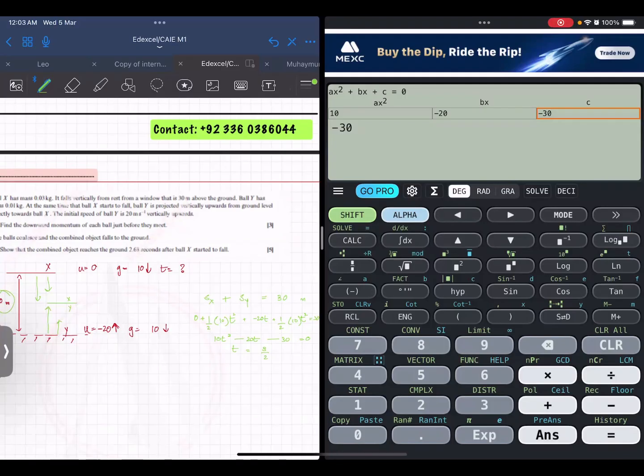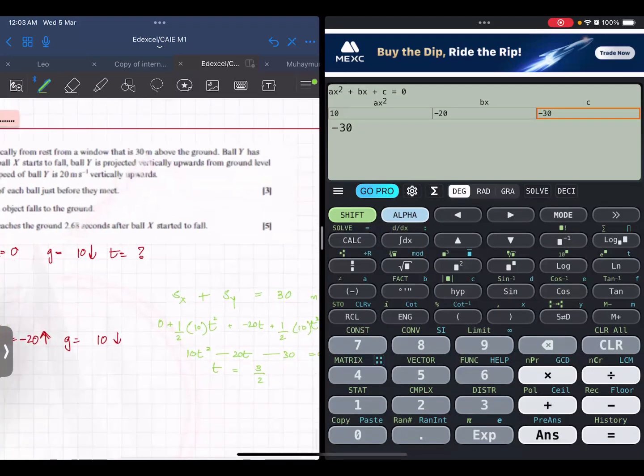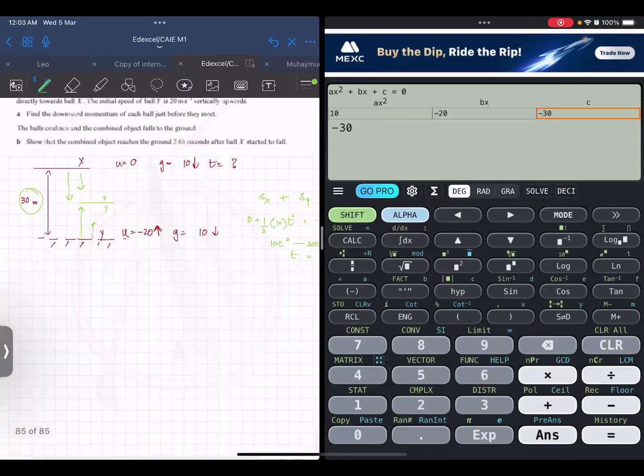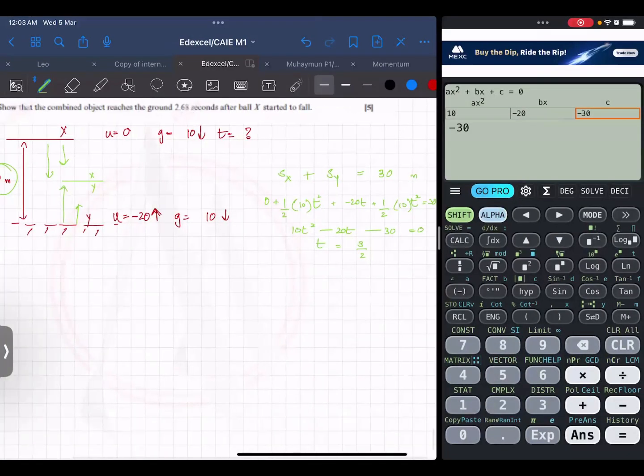Sure. I took the opposite sign. We are talking about displacement, right? The distance. If we talk about the distance, then okay. Wait a minute. इसमें हम लोग G माइनस नहीं लेंगे Y के लिए. Yes. Y के लिए क्या? G -10. Yeah.